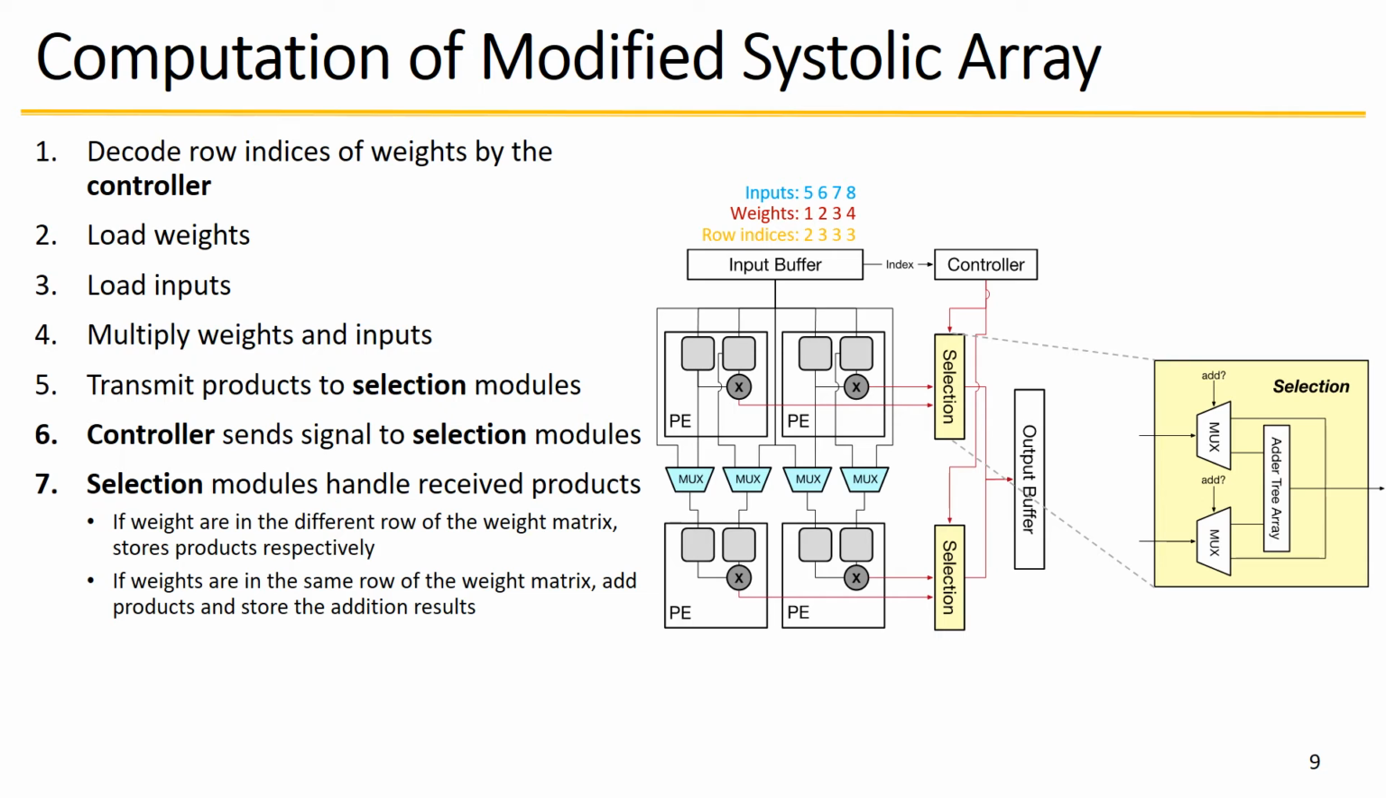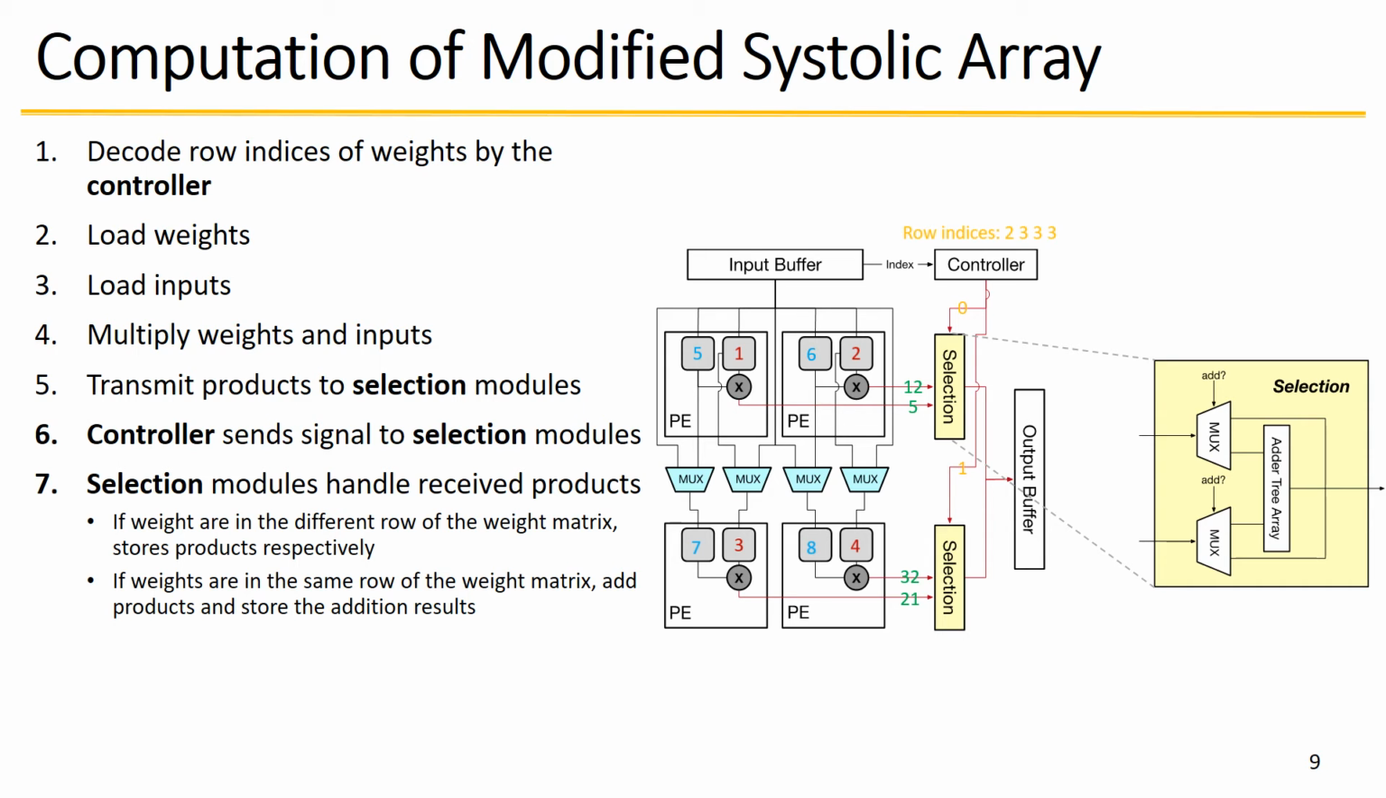Assume that we have weight 1, 2, 3, 4, whose row indices are 2, 3, 3, 3, and related inputs are 5, 6, 7, 8. First, controller decodes row indices of weights. Second, array loads weights. Then, array loads inputs. Since multiplexers are enabled, these 4 inputs can be loaded at the same time. And then, each processing element multiplies weights and inputs and transmits products to selection modules afterwards.